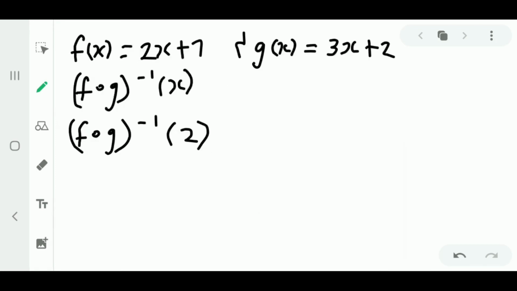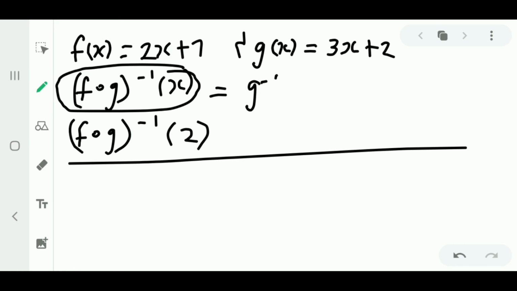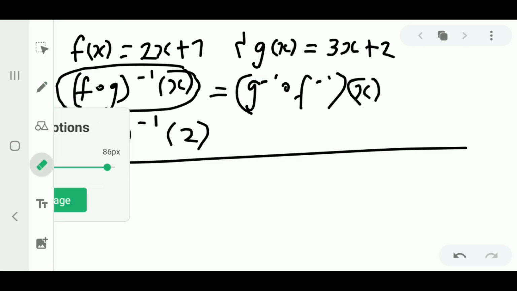Using the same question, let's say we want to find f composite g inverse of x, and f composite g inverse of 2. What you need to note is that this is the same thing as saying g inverse f inverse of x. So those are equal. What we're going to do first is find what f composite g is, then find the inverse.